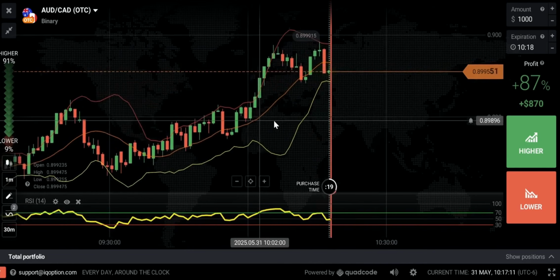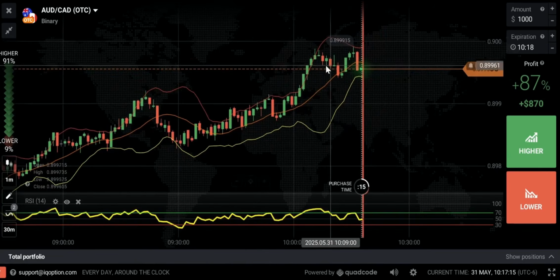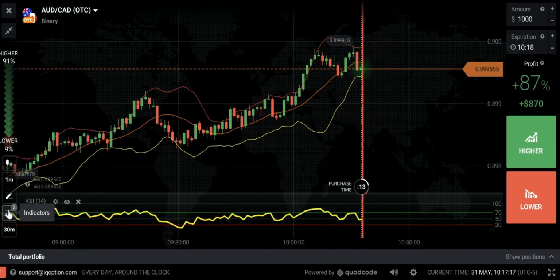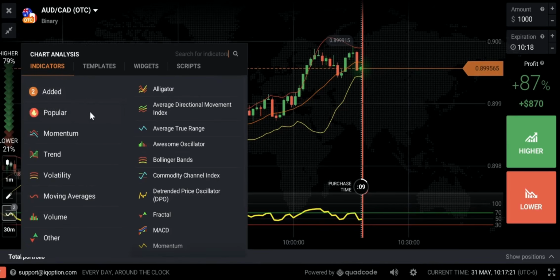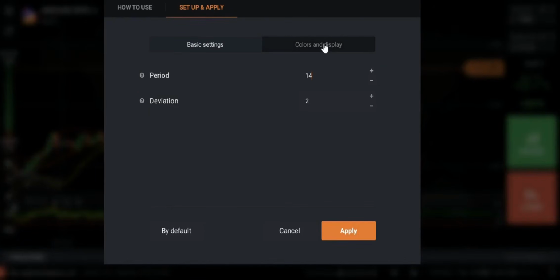Okay, so let's start with these right here. I'm not sure if you're familiar with them. They're called Bollinger Bands. You need to go to indicators, then go to popular, and in popular you'll find them here, Bollinger Bands. We go in and leave them as they are, just as they are. I didn't change the color or anything else.